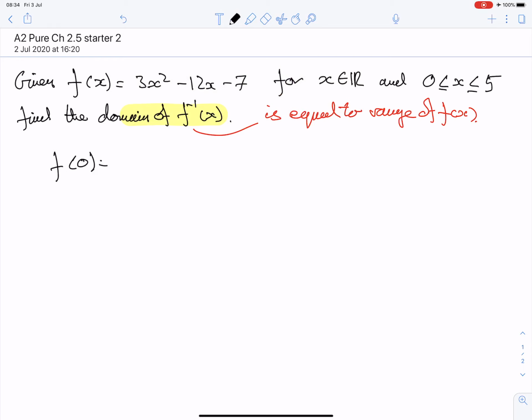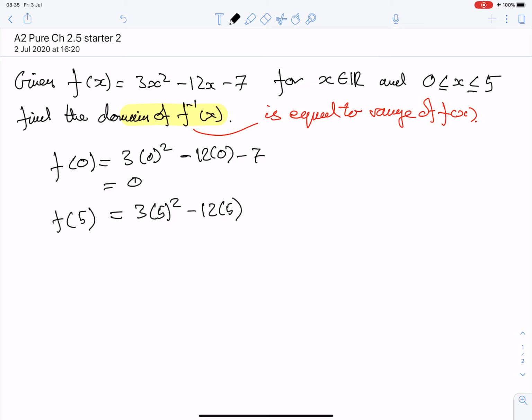f of 0 equals 3 lots of 0 squared minus 12 lots of 0 minus 7. So that's clearly minus 7. f of 5 equals 3 lots of 5 squared minus 12 lots of 5 minus 7. So that's 75 minus 60 minus 7. So 15 take away 7 is 8. So our first instinct might say that the answer to this is going to be from 0 to 8.